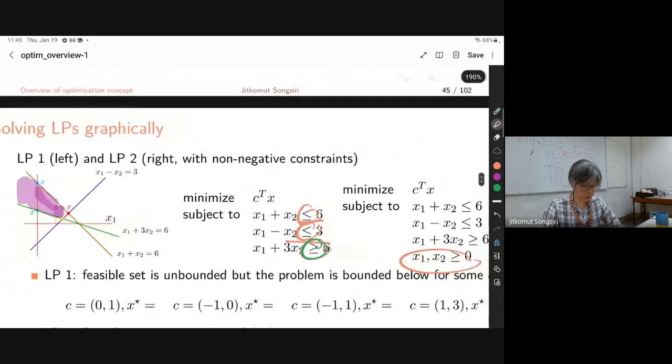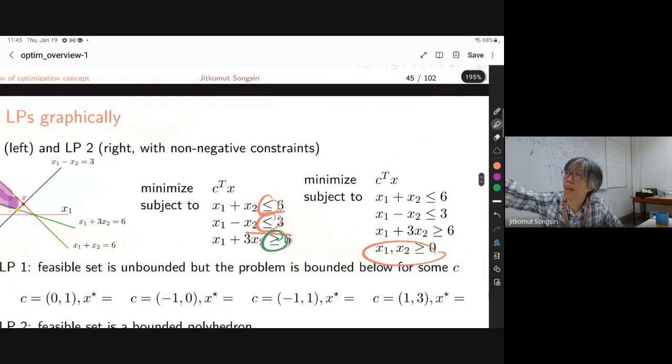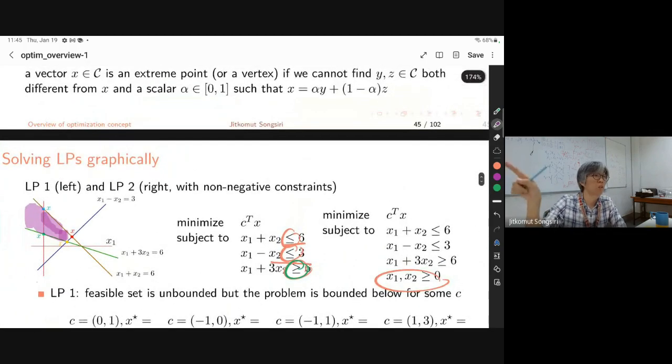Now, if you move to the second problem, which I intended to be a similar LP, except that it has extra non-negative constraints. For the second LP, the constraint set would be smaller than the first one. Like how? So it's going to be this, right? Okay. Now I'm going to erase.